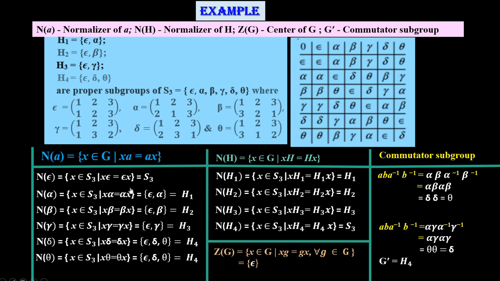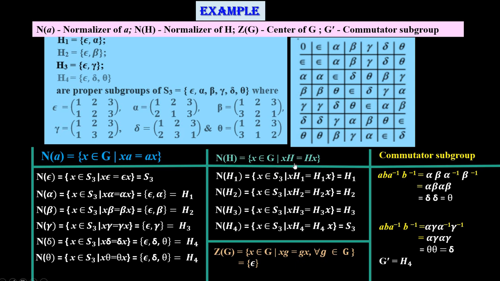So that means N of alpha will consist of only epsilon and alpha. Similarly, with the other elements we can check from the table and we can conclude that this N of alpha is just {epsilon, alpha}, and that is your H1. We know already that N of A is a subgroup and H1 is also a subgroup, and it so happens that in this case it is H1. Similarly, when we compute N of beta, we can have it as H2, N of gamma as H3, N of delta and theta as H4. The procedure is the same. You have to make use of the table.